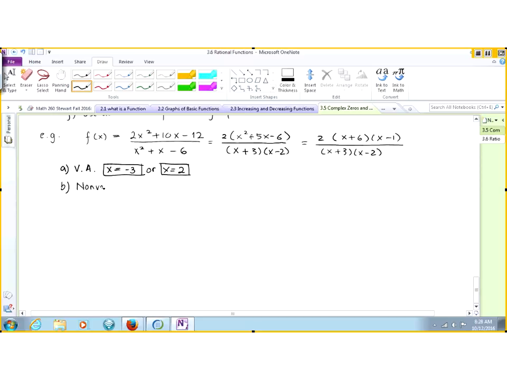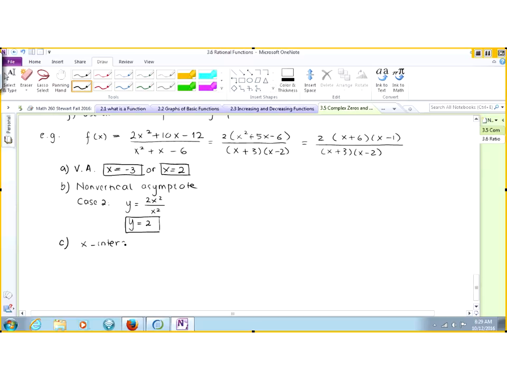How about the non-vertical asymptote? Any idea? Which case is this? Case 2. Okay. So this is case 2. So y is equal to 2x squared divided by x squared. What is 2x squared divided by x squared? Y equals 2. Box this. We're going to need to graph it.